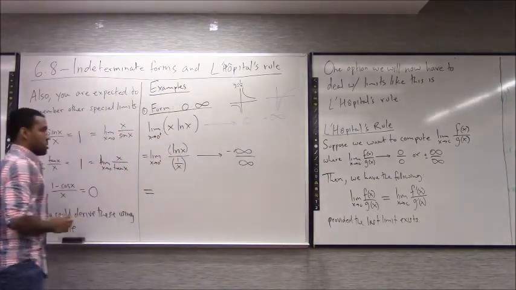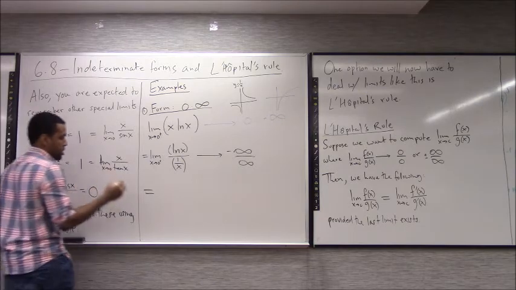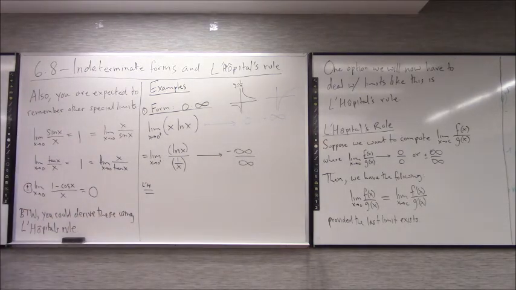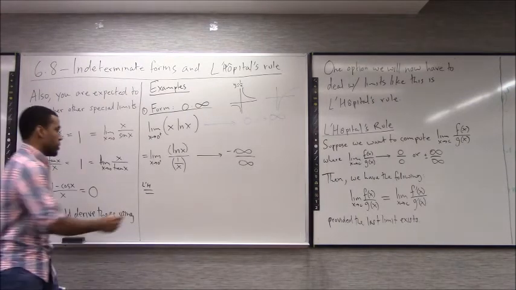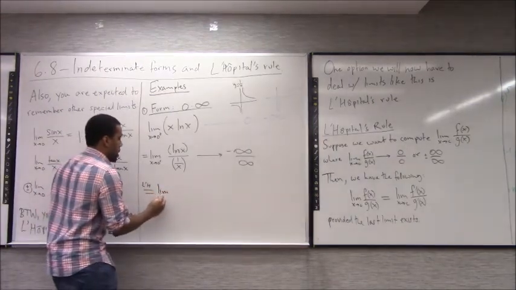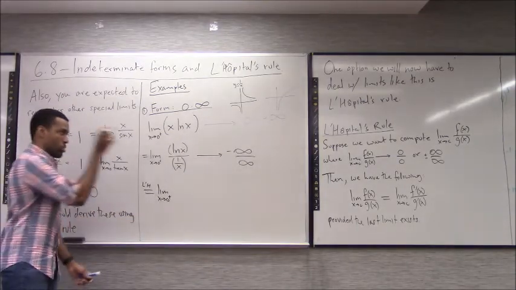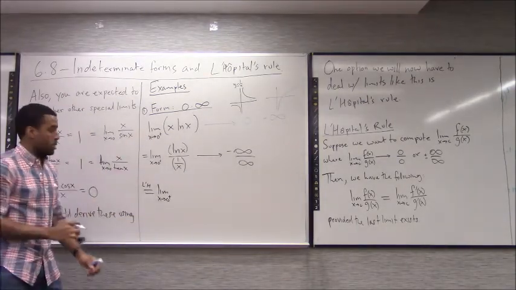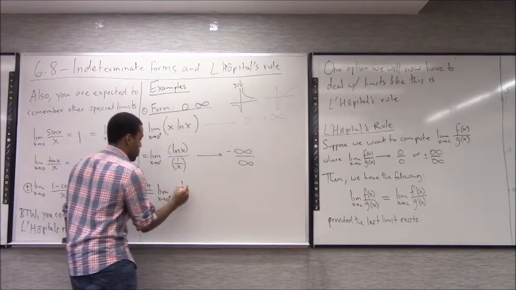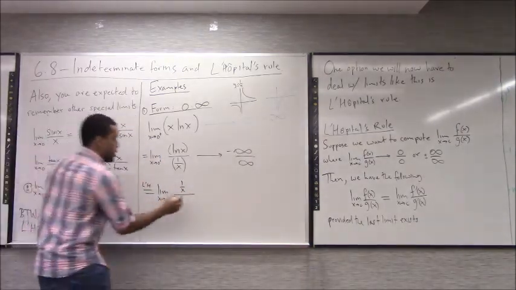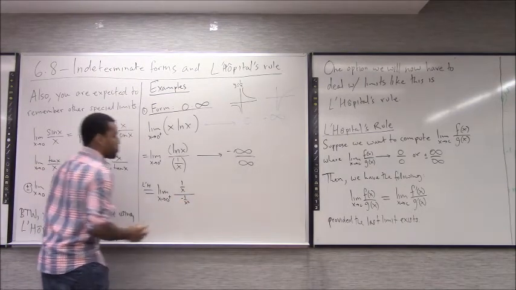Usually for shorthand, I just write a little L, comma H over the equal sign to let you know that I'm applying L'Hopital's rule. And be careful here, you don't apply the quotient rule or anything. You literally just take the derivative of the top and the derivative of the bottom. So the derivative of ln x is 1 over x, over the derivative of this guy, which is minus 1 over x squared.